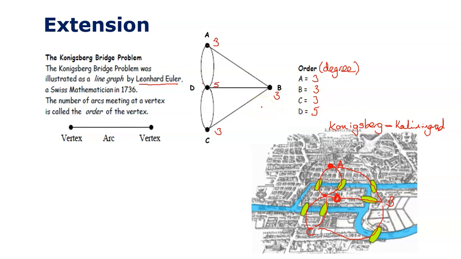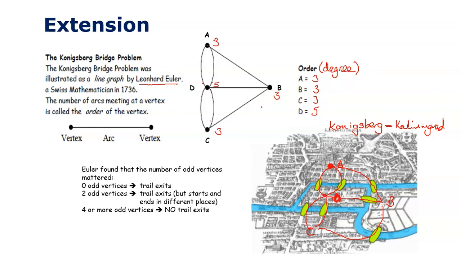Now, for the rest of us, perhaps that's not enough, but this is what he found out. Euler found out that the number of odd vertices mattered. I've already talked about odd vertices. All four of these are odd numbers, so we've got four odds. Euler found out that if you had no odds, then you could basically walk around this. If you had two odds, you could, but you would end up in a different place to where you started, which may not be ideal. But if you had four or more odd vertices, then you weren't going to be able to do it at all. And this is what Euler found out.